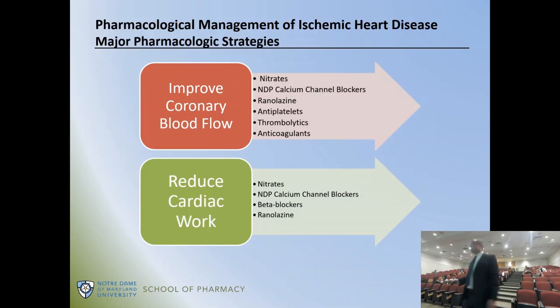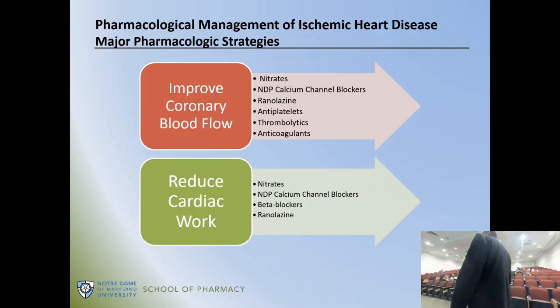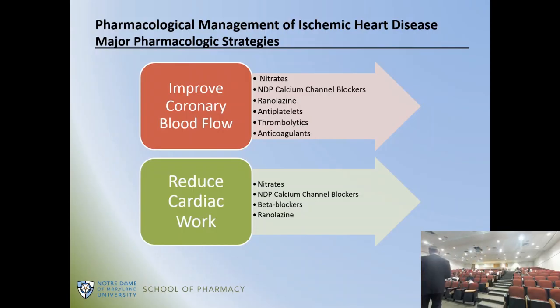And you'll see that a lot of our drugs, not only do they improve coronary blood flow, but they also reduce cardiac work. The nitrates do that, okay? The non-dihydropyridine calcium channel blockers not only improve coronary blood flow, but they also reduce the work the heart has to do. I want you to start thinking about that. How might non-dihydropyridine calcium channel blockers reduce the work and oxygen demand of the heart? Beta blockers do that as well. They reduce cardiac work and as a result, reduce cardiac oxygen demand. And then we have ranolazine, which also reduces cardiac work and oxygen demand.